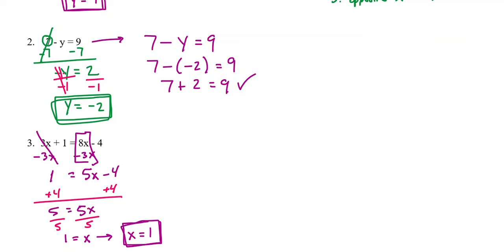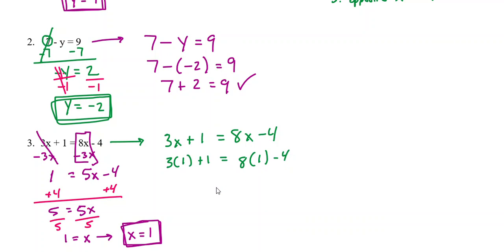But for sure, we need to rewrite this entire equation. 3x plus 1 equals 8x minus 4. And we'll plug this in. 3 times 1 plus 1 equals 8 times 1 minus 4. 3 times 1 is 3 plus 1. 8 times 1 is 8 minus 4. 3 plus 1 is 4. And 8 minus 4 is 4. And so it's true that when x equals 1, this sentence is true.